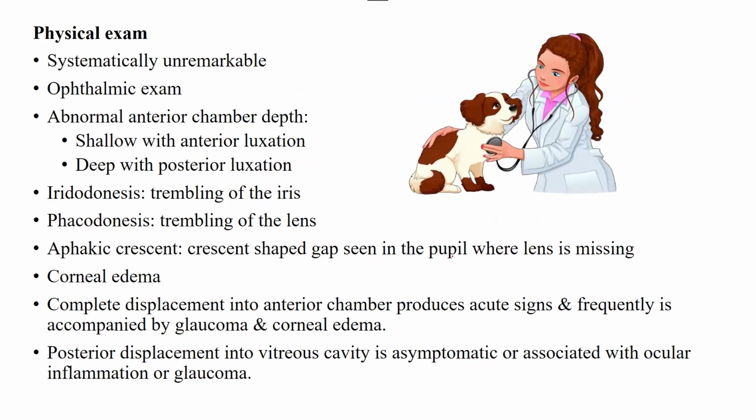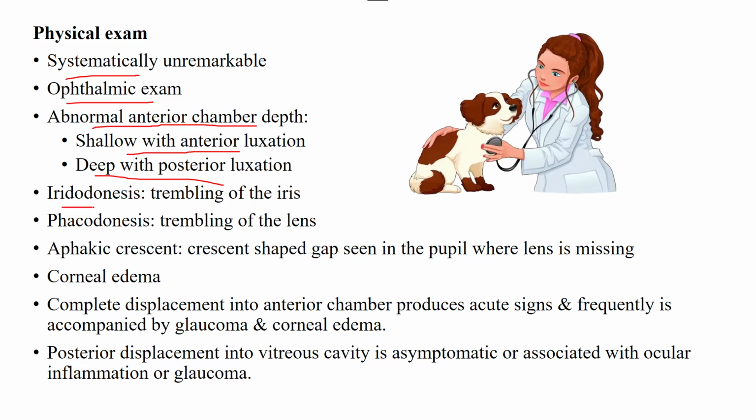Well, on physical exam, there are not going to be any systemic signs. It's not a systemic disease. Only an ophthalmic exam will be needed, and the eye is going to have the issues. There is abnormal anterior chamber depth, shallow with anterior luxation or deep with posterior luxation, because the anterior chamber depth is going to be affected by the lens luxation. If the lens is in the anterior chamber, the chamber is going to be shallow, or you can say small in depth. But if the lens has been luxated to the back side, then there is more depth to it.